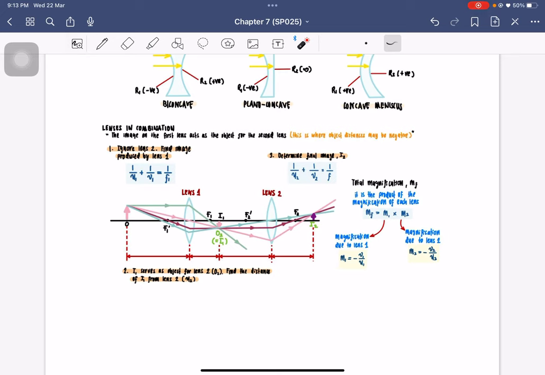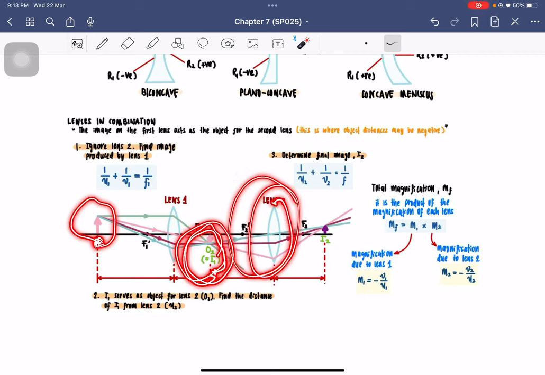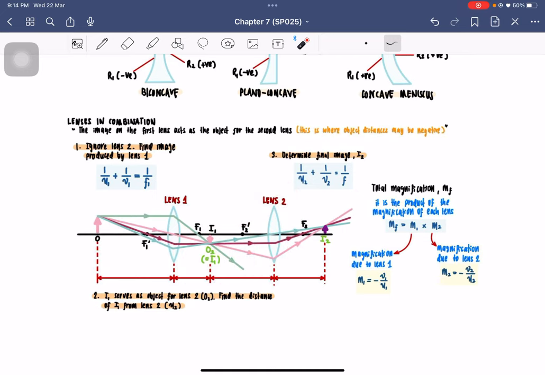So lenses in combination states that the image on the first lens would act as the object for the second lens. So when the question asks you to find the image formed by this object, it will form an image here. So this image will then become the object for this second lens. Okay, so this is what it meant by lenses in combination.